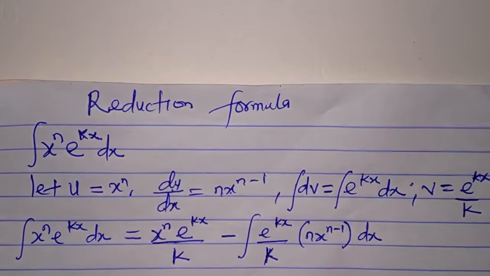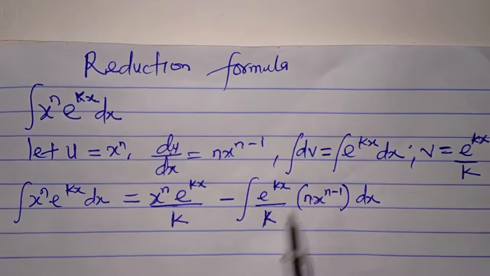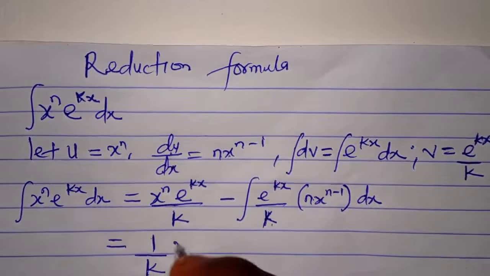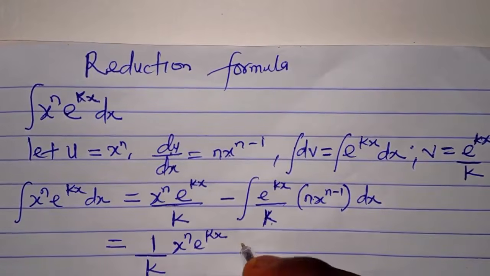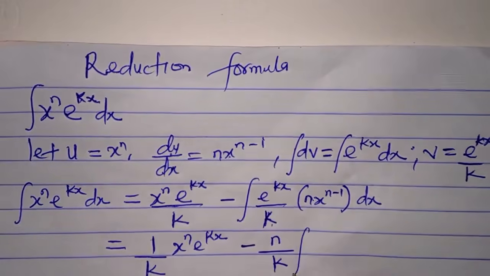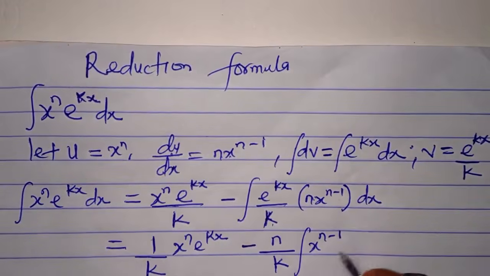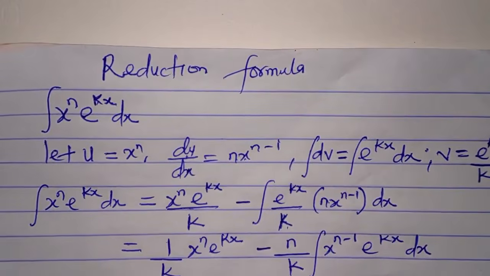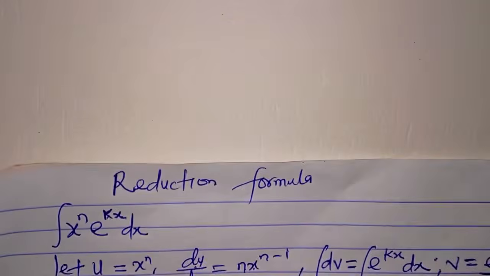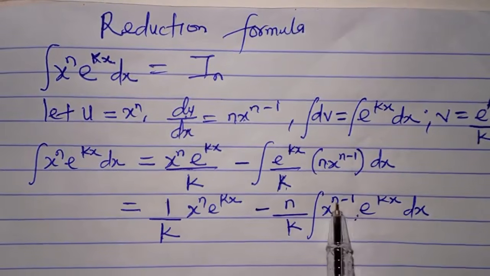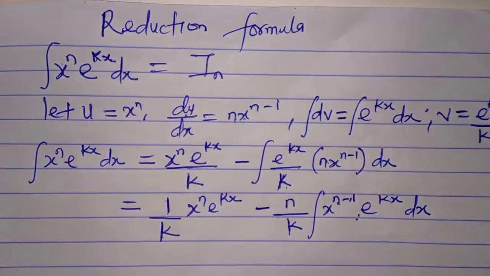Alright, see, n over k is a constant here. This is equal to 1 over k into x to the n e to the power of kx minus n over k times the integral of x to the n minus 1 e to the power of kx dx. This integral is equal to I sub n, alright? So if that is I sub n, this one will now be I sub n minus 1, because n minus 1 here is standing in place of n.